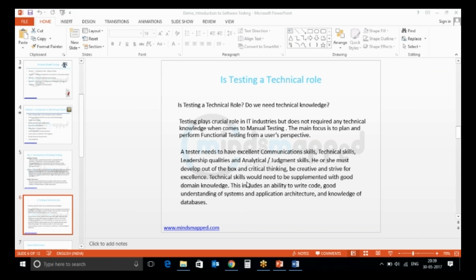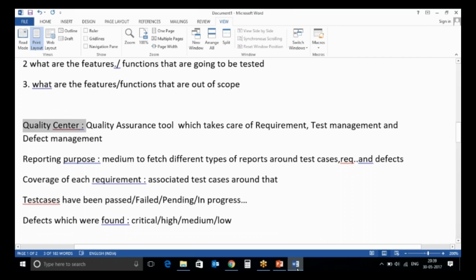Technical skills come into the picture when we talk about domain knowledge. You might be working on international banking applications, and at that point you would need domain knowledge: what these applications are used for, who the business users are. That is the domain knowledge around international banking and retail banking.